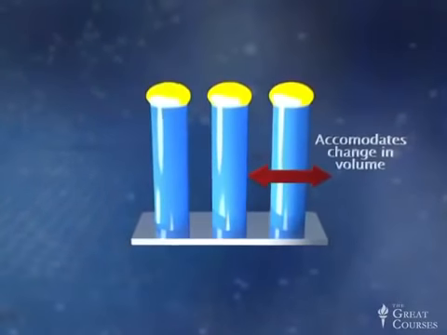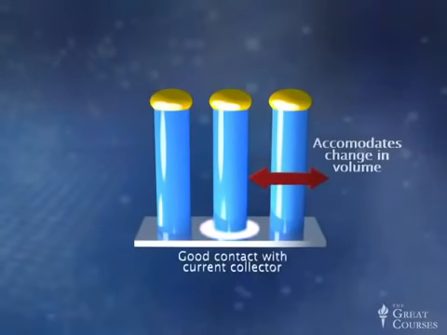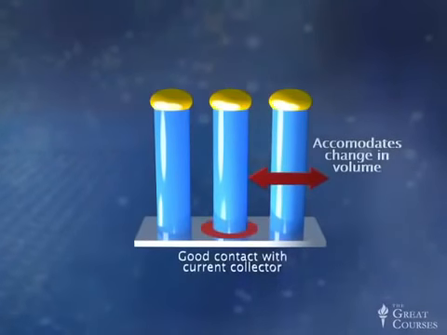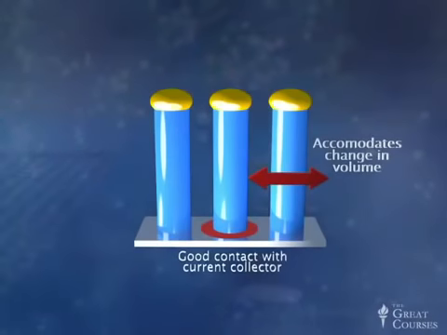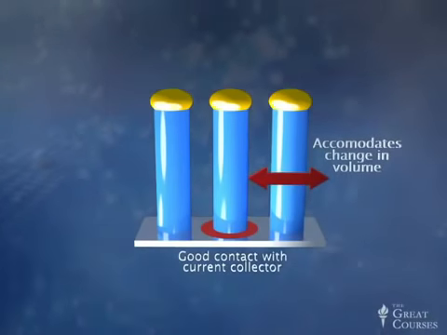Another great thing about the silicon nanowires is they're functioning now as wires, as electrical wires. And so they're able to directly electrically connect to the metallic collector of current. As a result, we don't have isolated materials which can't be collected electrically or where their electrons aren't efficiently collected.